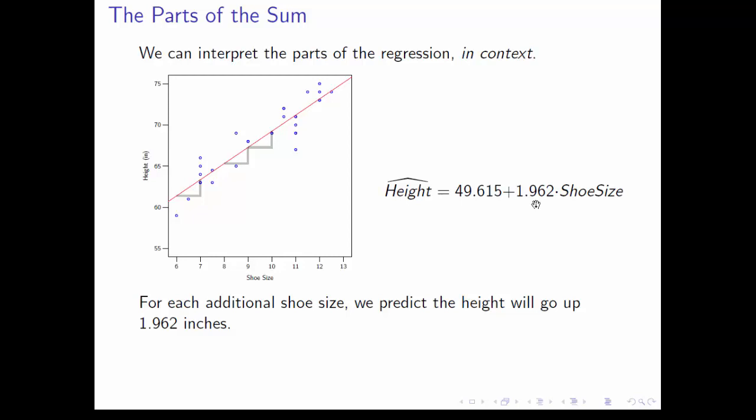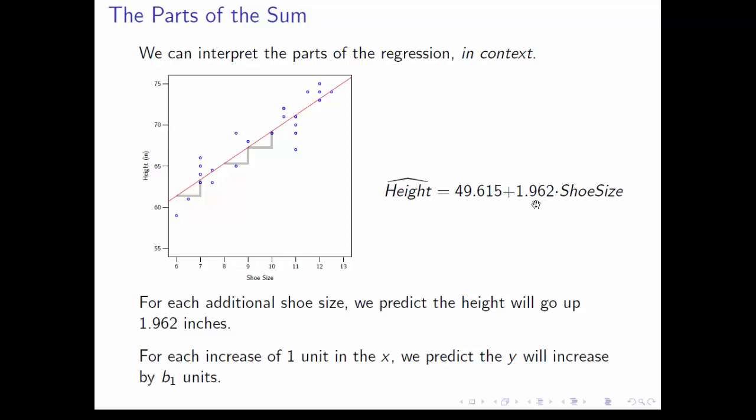If I find out that my son has grown one shoe size, I can take a guess. His growth is different from adult heights, but I could guess that he's probably grown near 2 inches in that time, 1.962 inches to be more exact. This is always true with any regression. For each increase of 1 unit in the x variable, whatever it happens to be, we predict that y will increase by b1 units. And if b1 is negative, we mean decrease, of course.